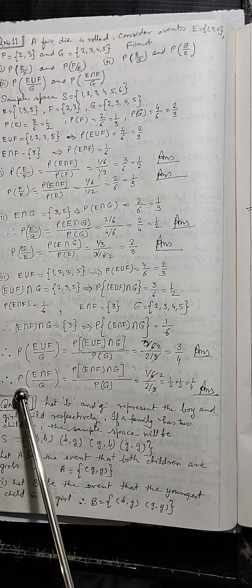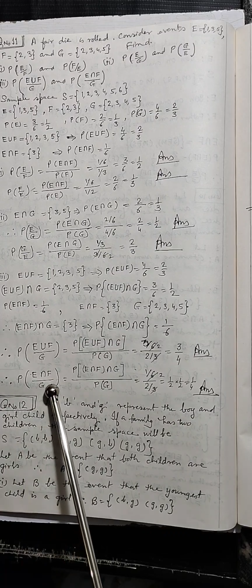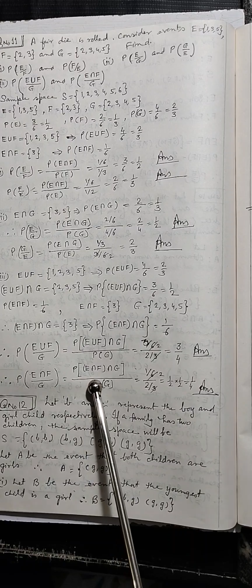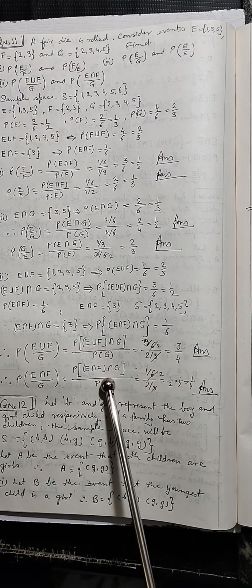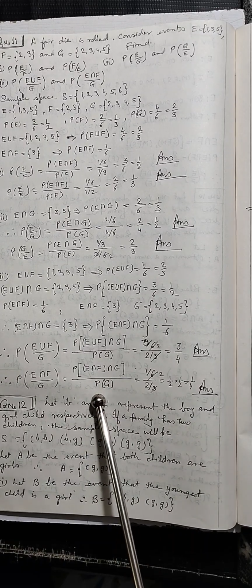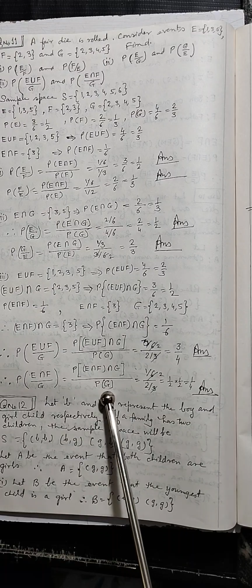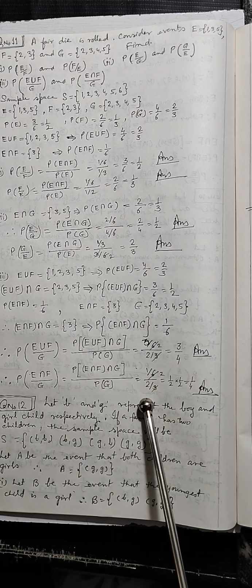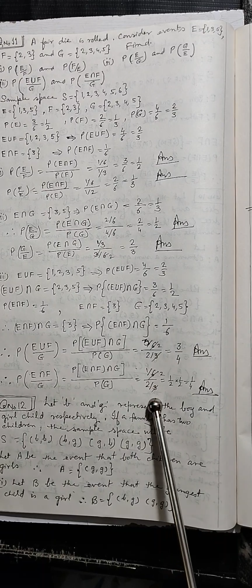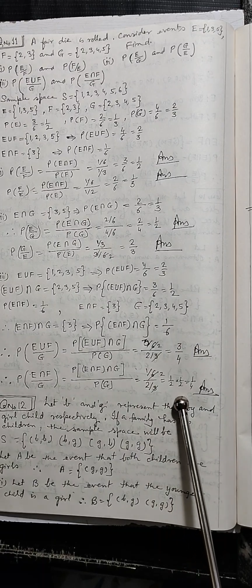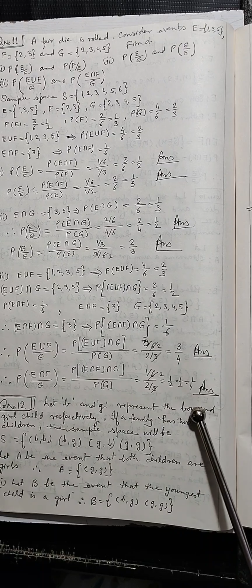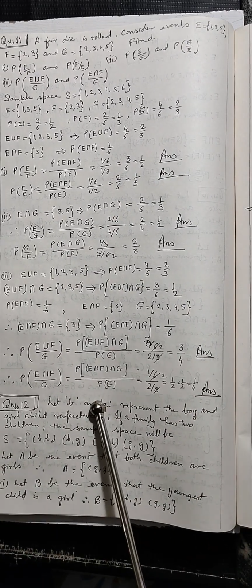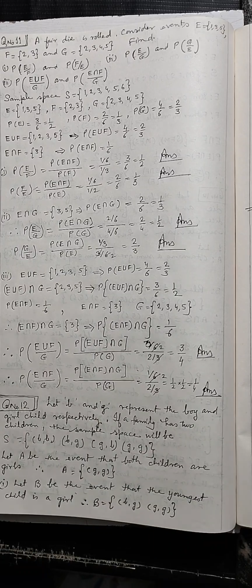Now probability of E intersection F upon G will be equal to probability of E intersection F intersection G whole divided by probability of G. It will be equal to 1 by 6 whole divided by 2 by 3. Further solve it, you will get 1 by 2 into 1 by 2, that is 1 by 4. So in this way the question number 11 is over. Now come to the question number 12.